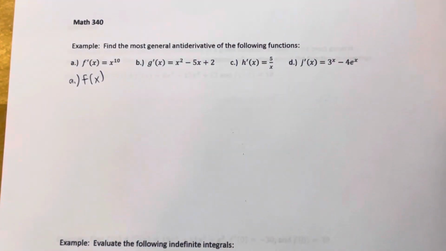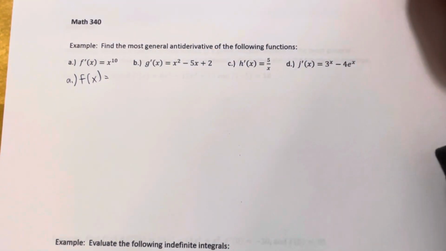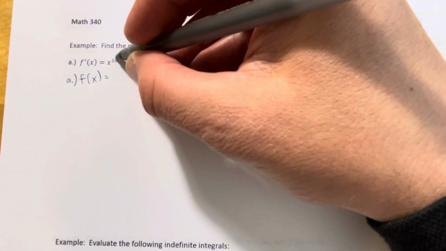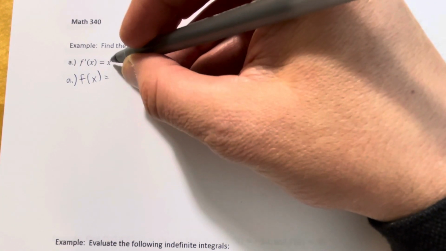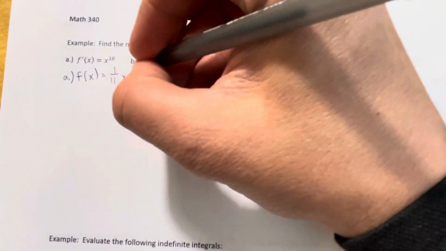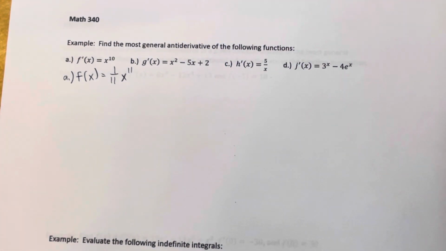Now, this one is a power function, x to the 10th, and the rule for that was to add 1 to the exponent, which would be 11, and then multiply by the reciprocal of that number, which is 1 over 11. And that's all there is to that one.